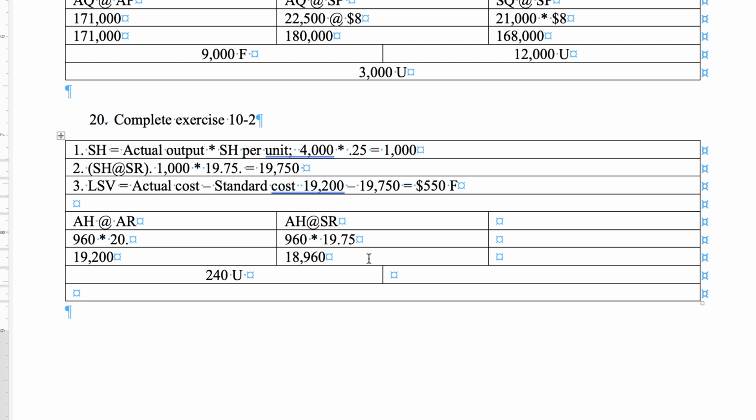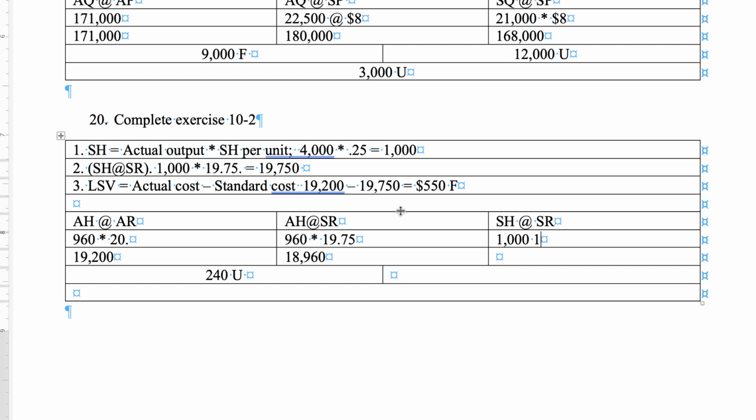Okay, so now we want to look at labor efficiency variance. How do I calculate labor efficiency variance? Well, I have to look at the difference between the actual hours at the standard rate and the standard hours at the standard rate. Okay, that's easy. So what are the standard hours? Well, the standard hours we already figured out in part 1, or item number 1 in this problem. It's 1,000 hours.